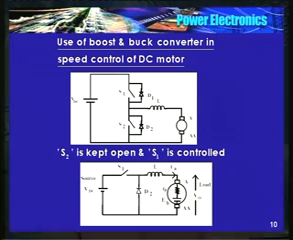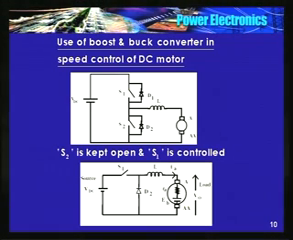So I will control S1, I will close S1 for some duty cycle, and I will open S1. Okay. What happens? See the equivalent circuit. S1, inductor, armature and D2. Though I kept S2 open, D2 will come in the circuit. What is this? This is nothing but a buck converter, or a step down chopper.